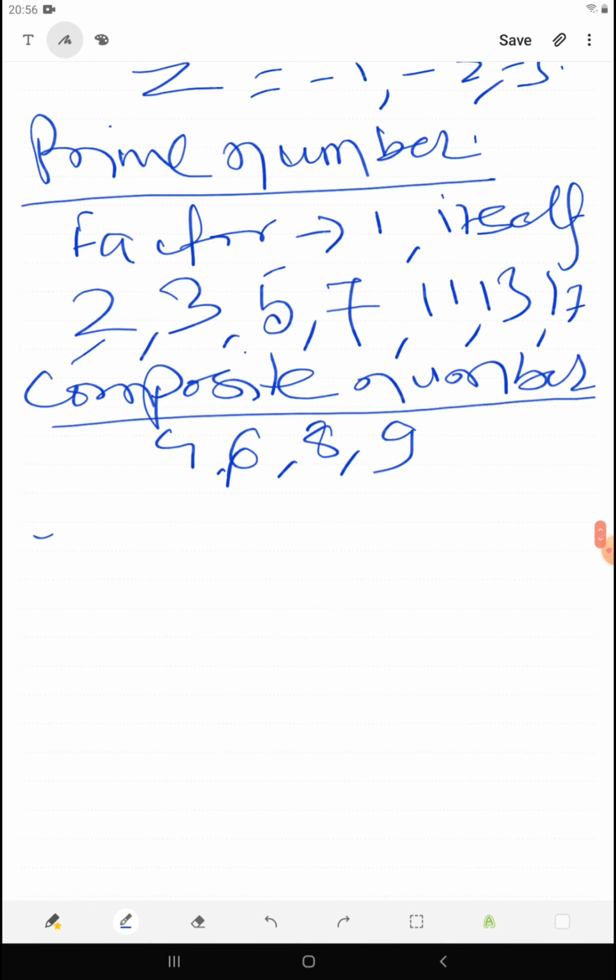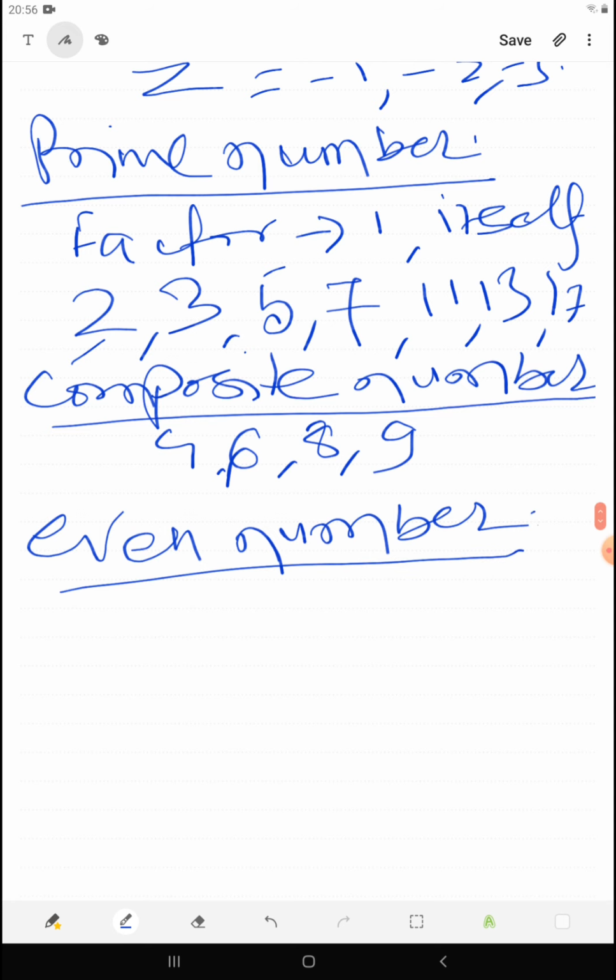Then let's talk about even numbers. So what is an even number? Even numbers are numbers which are divisible by 2. If it has a factor of 2, then it's an even number. Examples are 2, 4, 6, 8, 10, 12, and so on. So it can be more than itself also. It will be a multiple of 2. That is called an even number.